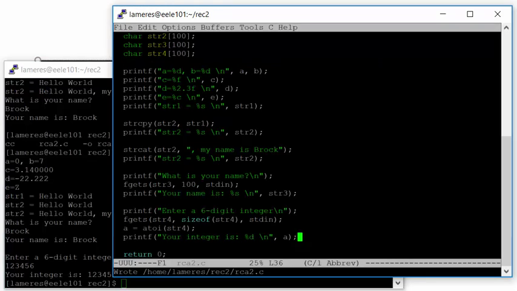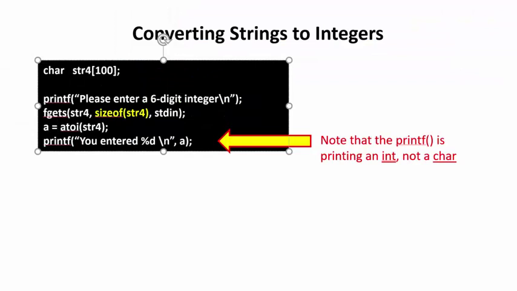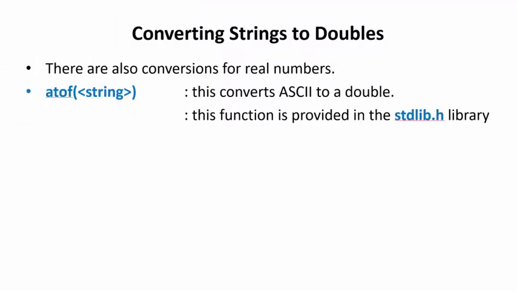This is so fun. I just want to do a little bit more. Guess what else you can do? You can convert strings to doubles. We're jumping right over floats, going straight to doubles. The function is called atof, which stands for ASCII to float. It's also in the stdlib library, so we don't even need to mess around with it.